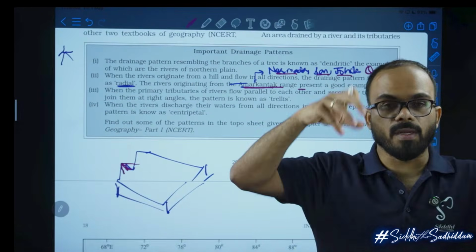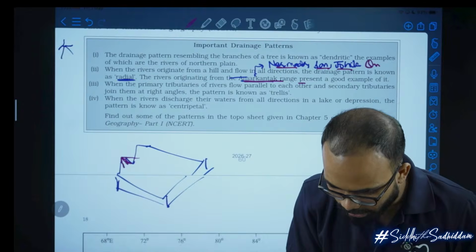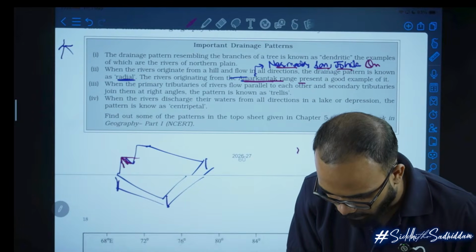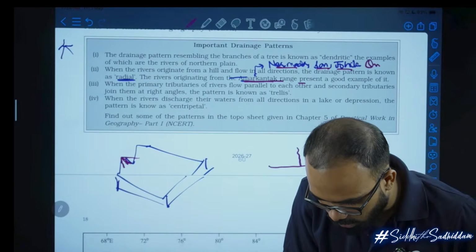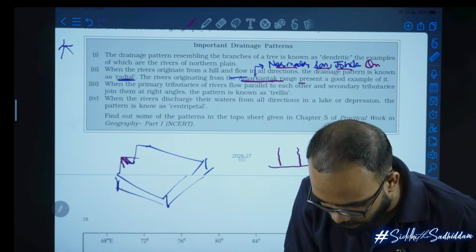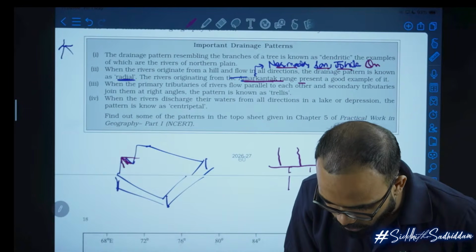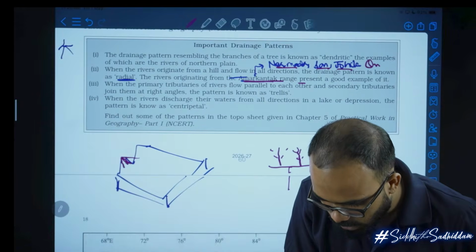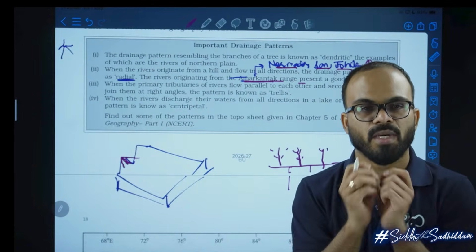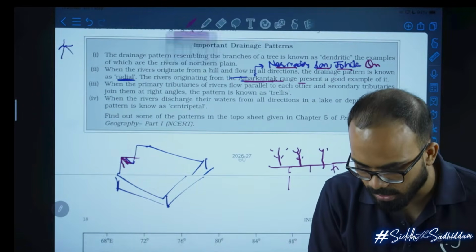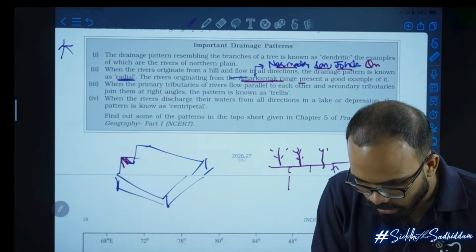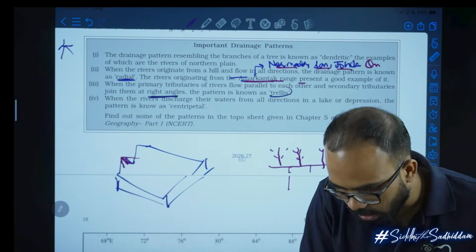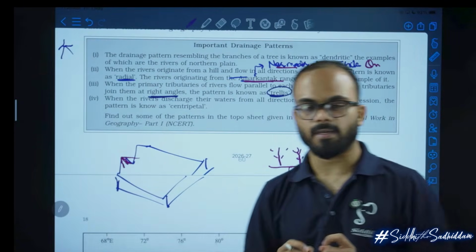And there is one more pattern where, let's say there is a river, and all tributaries come and join the river at right angles. There are certain distributaries also. In the exam, if you see the keyword right angles, the pattern you call trellis pattern, right?